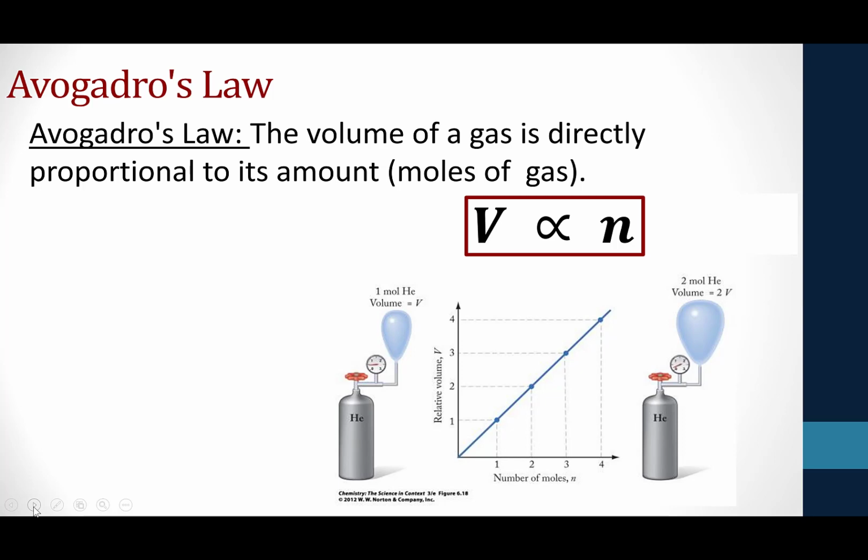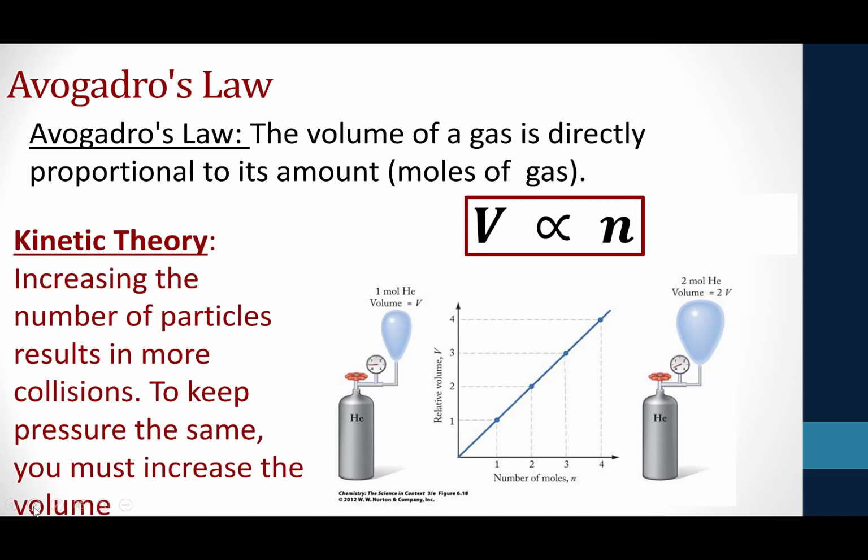If we think about volume and amount as being directly proportional, what are we holding constant? What we're holding constant in this case is the pressure and the temperature. By increasing the number of particles, that would result in more collisions. So to keep the pressure constant, we must pull the sides of that container away from those particles so that the number of collisions stays the same.